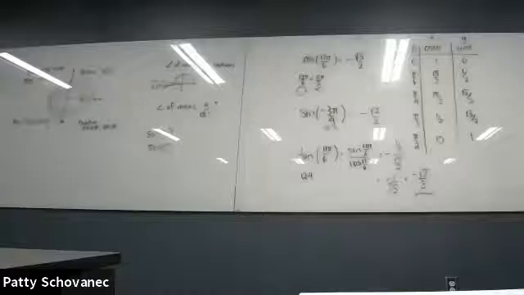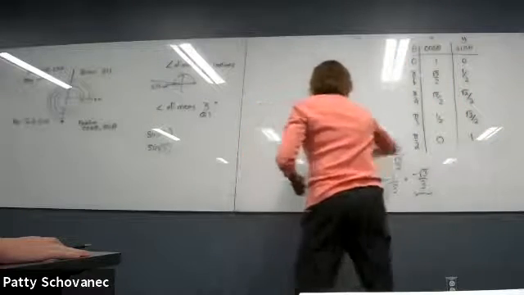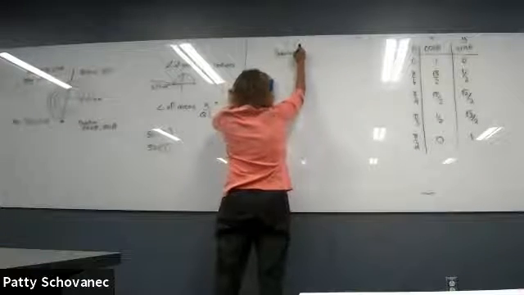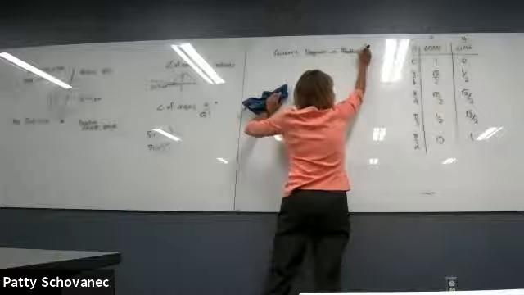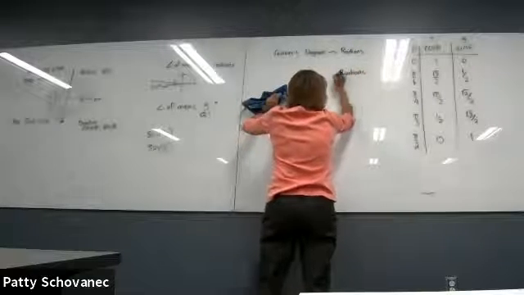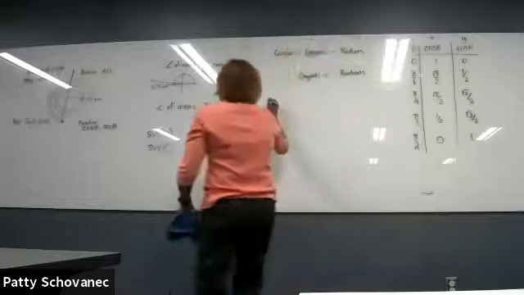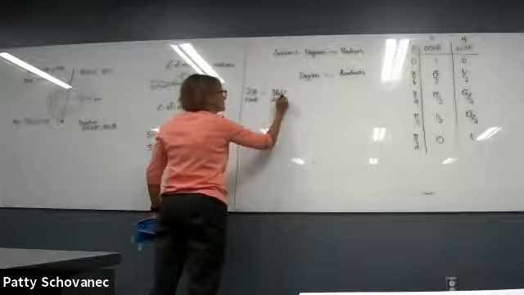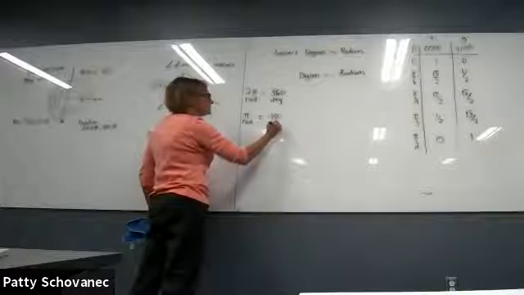Okay, let's look at converting angles from degree measure to radian measure and vice versa. So we want to convert degrees to radians, or radians back to degrees. And what we have to remember is that 2 pi radians is equal to 360 degrees. Or if I divide through by 2, pi radians is equal to 180 degrees.